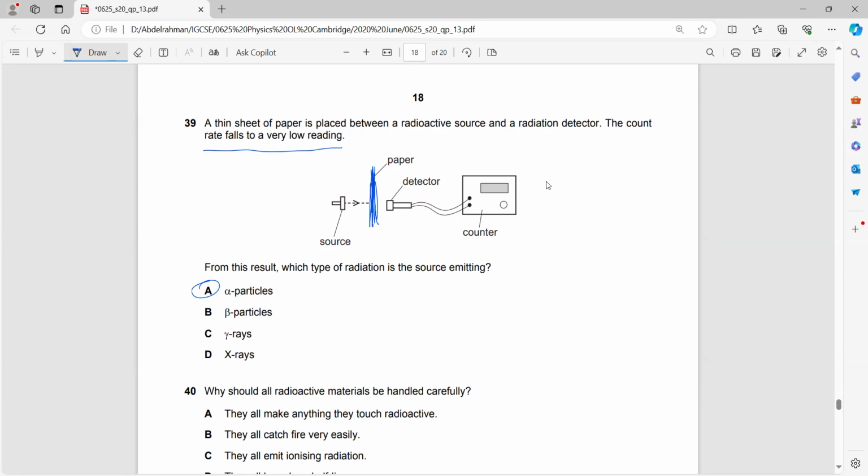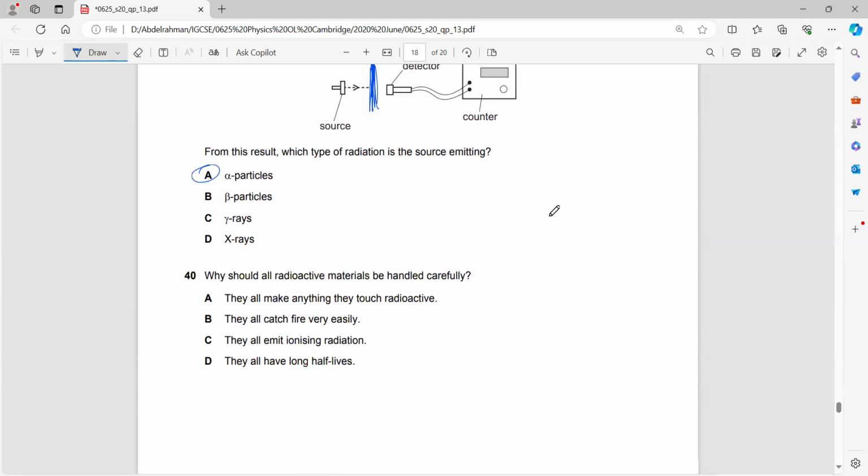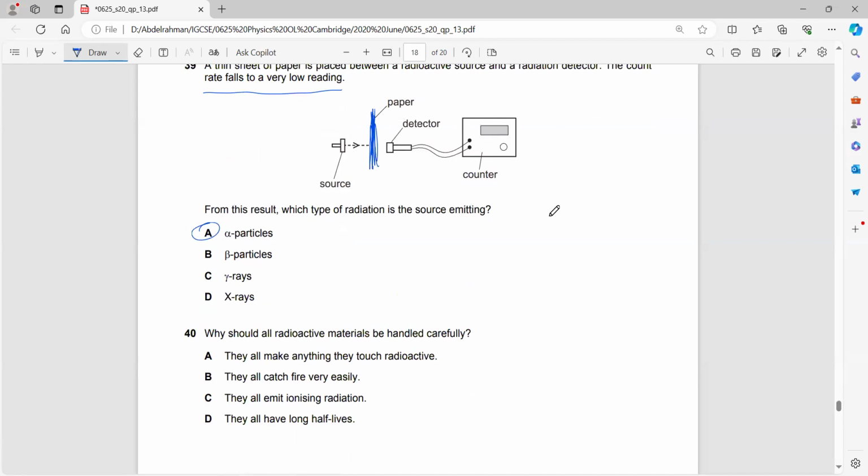Why should all radioactive materials be handled carefully? This is quite easy as well. They all emit ionizing radiation. The ionizing radiation is very harmful for us. It's dangerous.